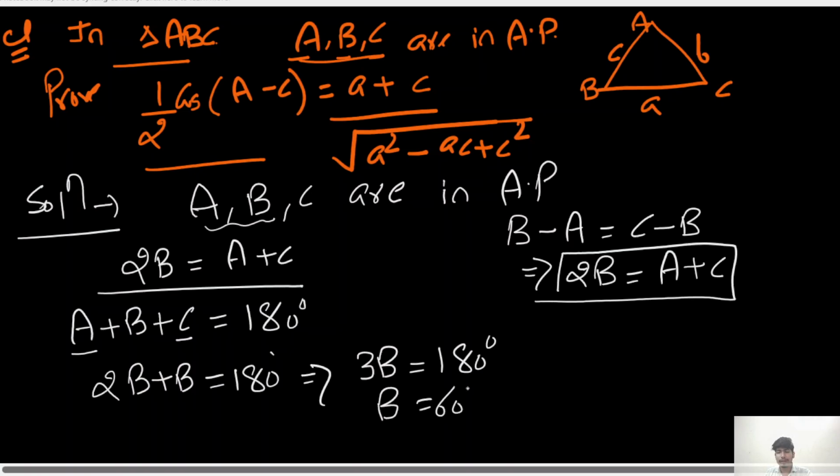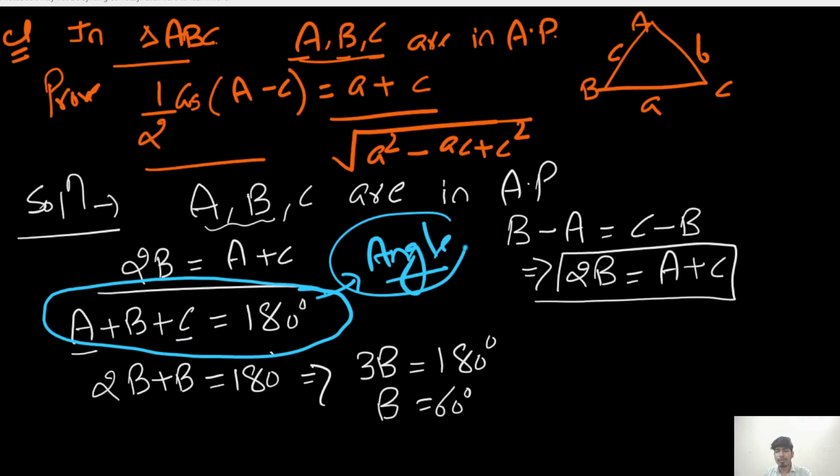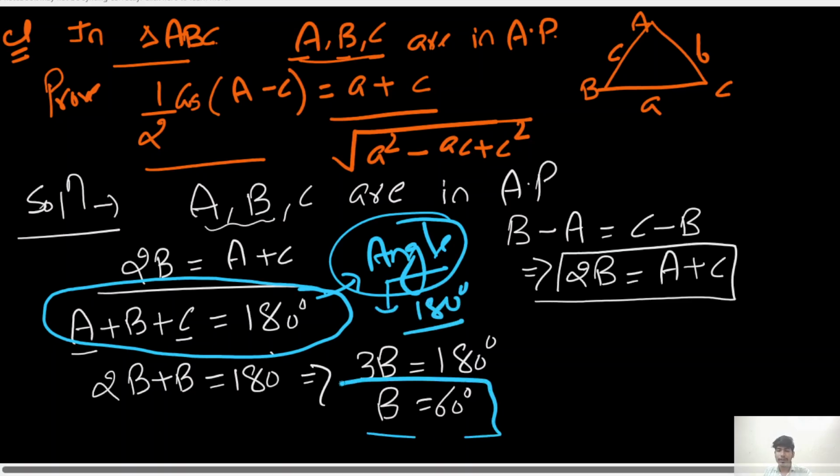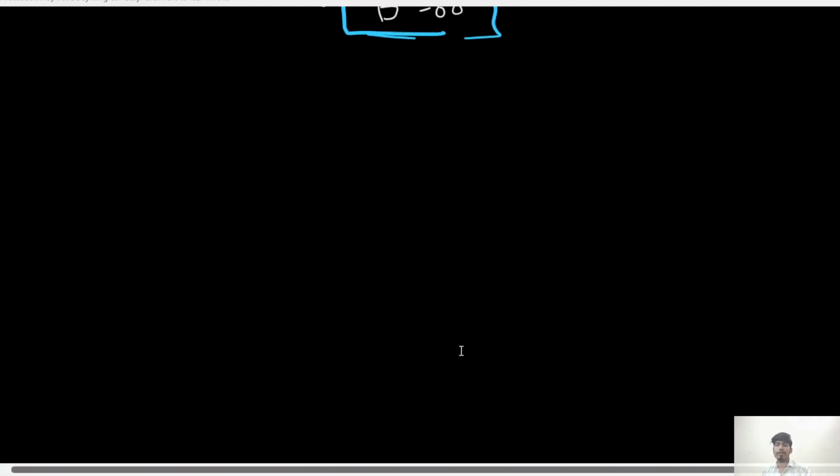Okay students, if you want to know why A plus B plus C is 180 degrees, it is simple: the sum of the interior angles of a triangle is 180 degrees, we know. So the sum is 180 degrees, then we get B equal to 60 degrees. Then apply the cos B formula.